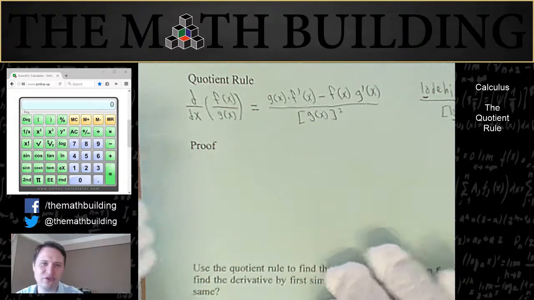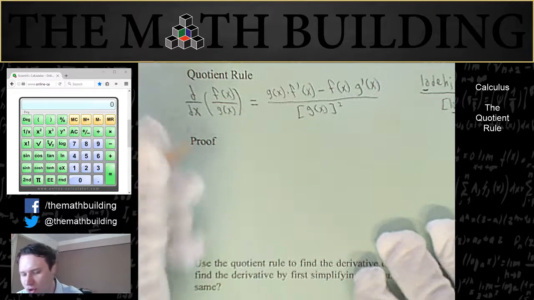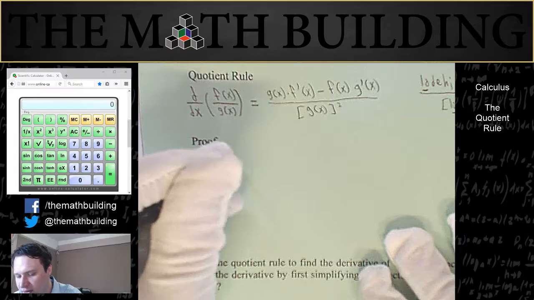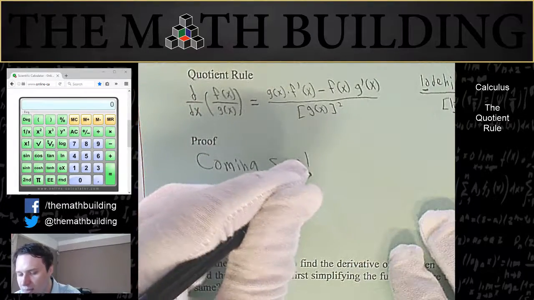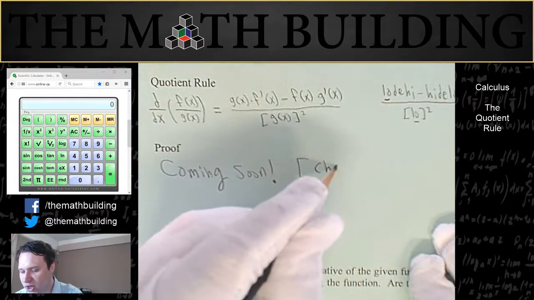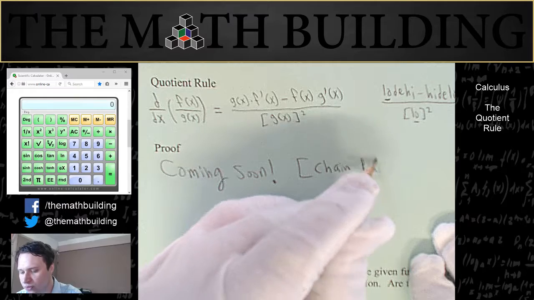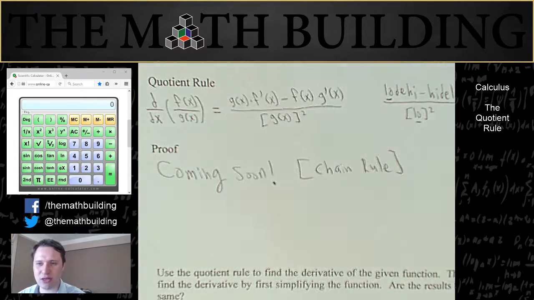Well, there is a proof using the definition of the derivative. It's a little long, so there's an easier way to prove it using something called the chain rule. So I'm not going to prove the quotient rule right now. We're going to use the chain rule to prove the quotient rule, which we'll learn about later. So let's go ahead and just go straight to it.